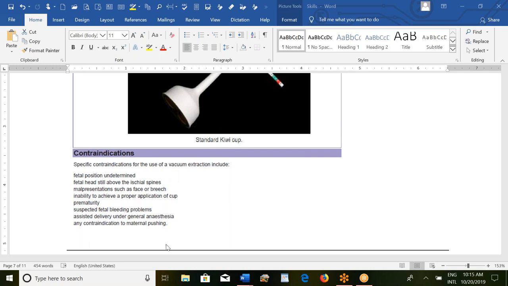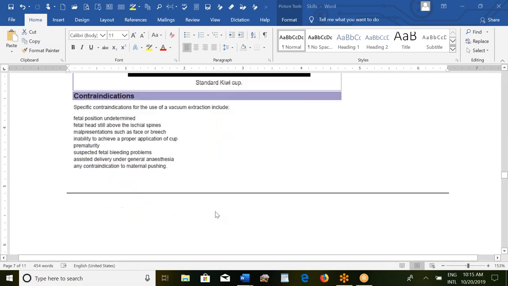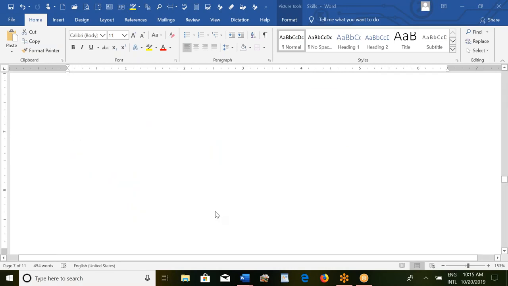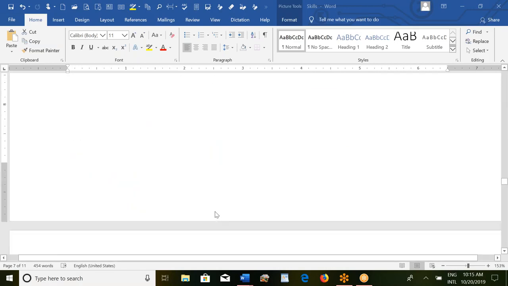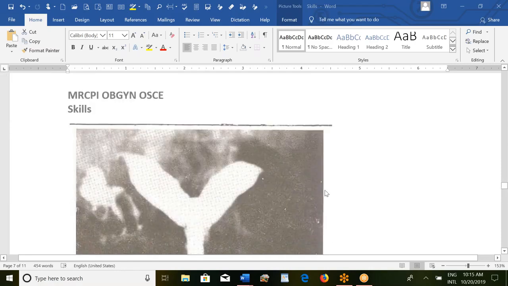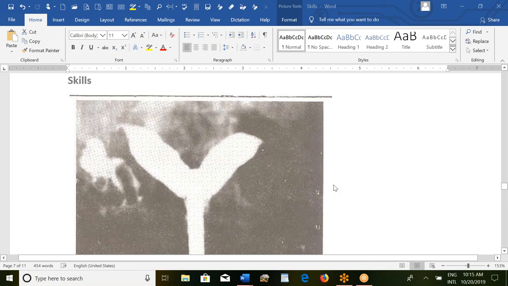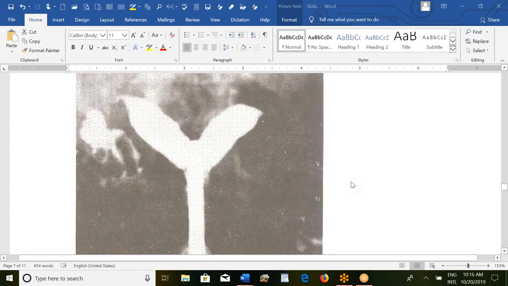Then if she has any contraindication to maternal pushing, like in cases of class 3 and class 4 heart disease, that is the thing. You will answer in just one or two lines, because they are going to show you at least 7 items. It will be a 10-minute station, and they will show many things.